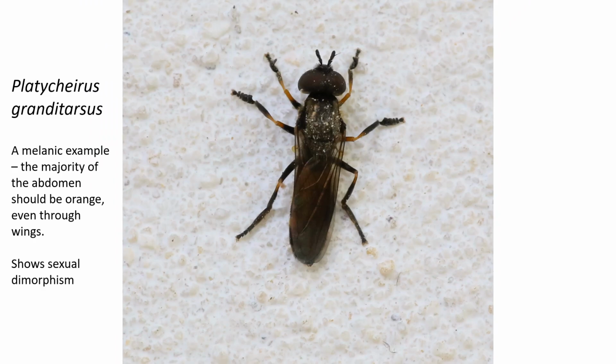Platycerus granditarsus, which is a rather superb name as well. It's unusual in that it is at least partly melanic, because you should be able to see through the wings to the fact that it has a mainly orange upper surface to the abdomen, but it's really quite dark. Probably it's not obviously completely melanic though.